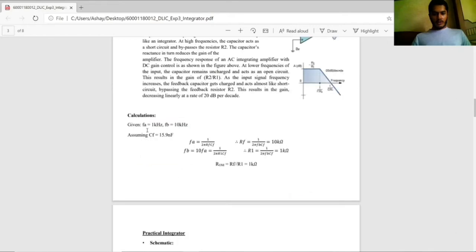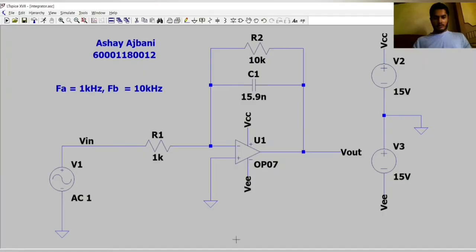I've chosen FA as 1 kHz and FB as 10 kHz. Assuming CF is 15.9 nanofarads, we substitute the known values in this equation and we get the value of RF as 10 kilo ohms. And similarly, substituting the known values in this equation, we get the value of R1 as 1 kilo ohm.